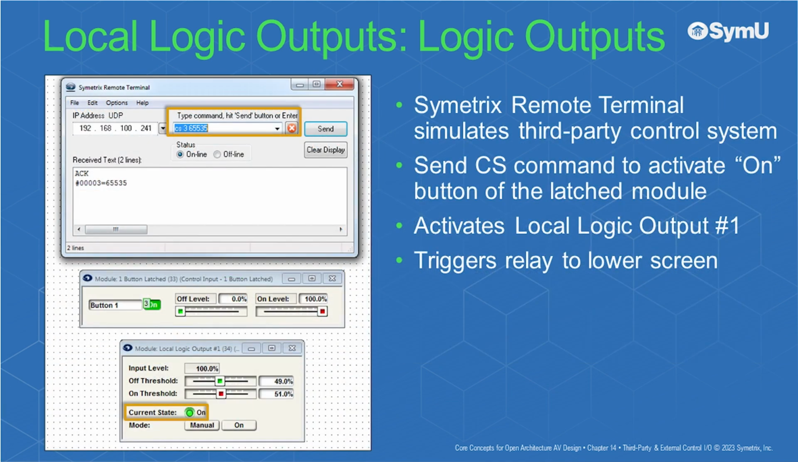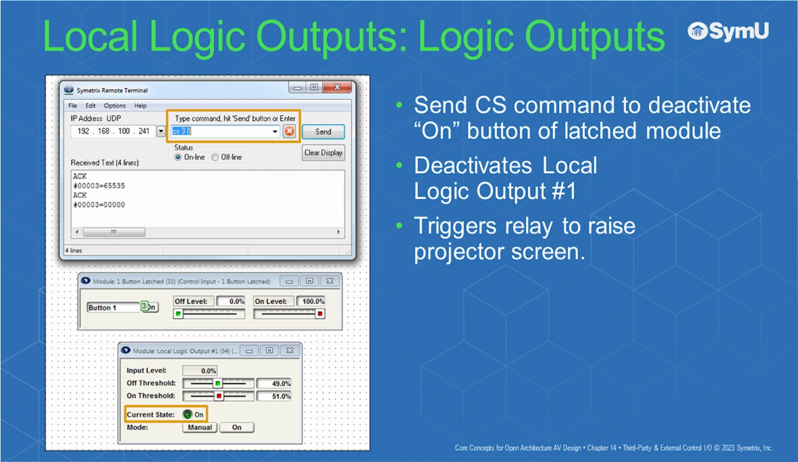With Symetrix Remote Terminal, simulate the third-party control system, send a CS command to activate the on button of the latched module. This activates the local logic output number 1 and triggers the relay to lower the projector screen. Now, send a CS command to deactivate the on button of the latched module. This deactivates the local logic output number 1 and triggers the relay to raise the projector screen.